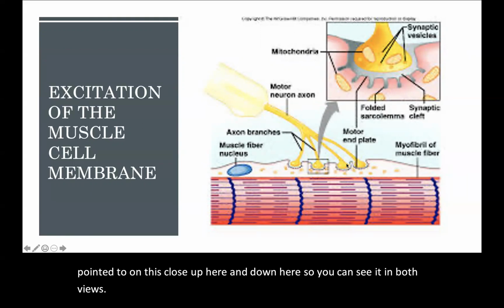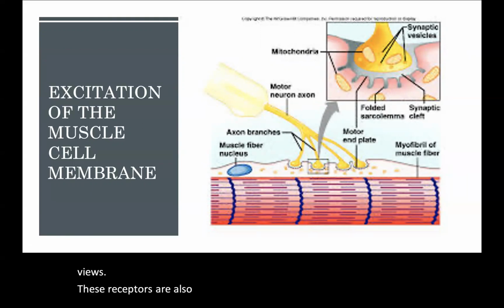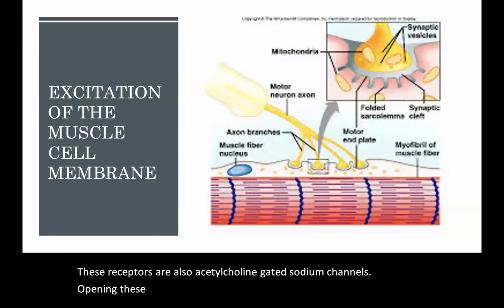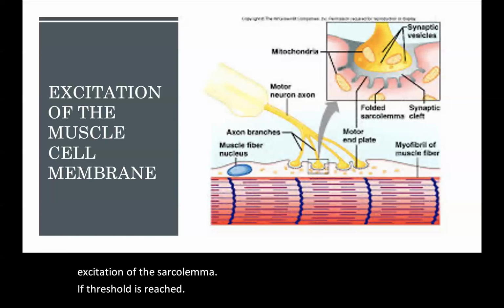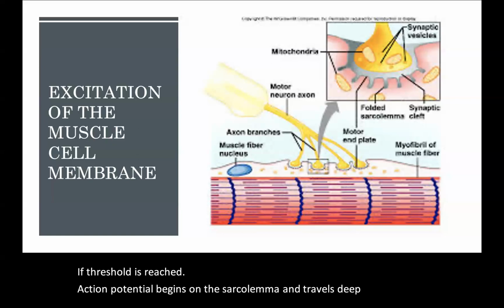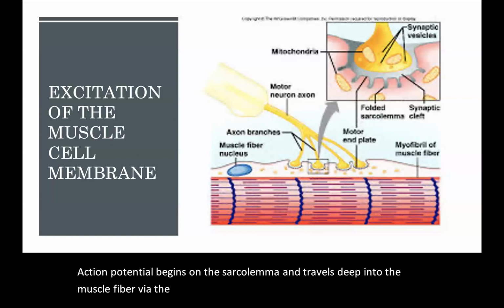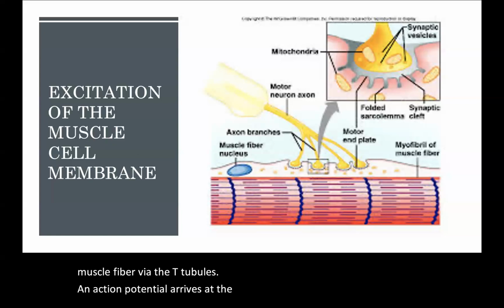These receptors are also acetylcholine-gated sodium channels. Opening these channels causes depolarizing graded potential and excitation of the sarcolemma. If threshold is reached, action potential begins on the sarcolemma and travels deep into the muscle fiber via the T tubules. An action potential arrives at the lateral sacs, also called terminal cisternae, of the sarcoplasmic reticulum.